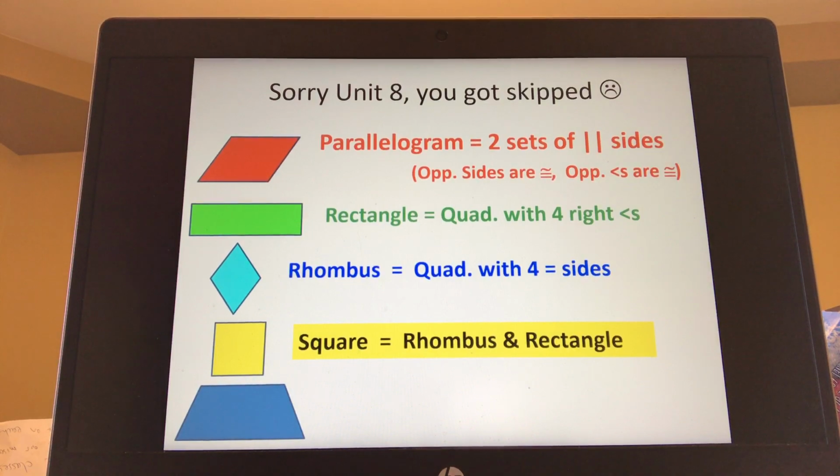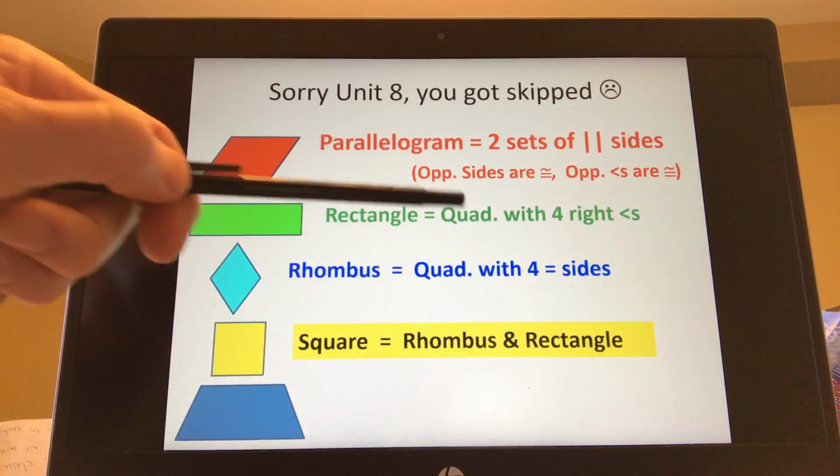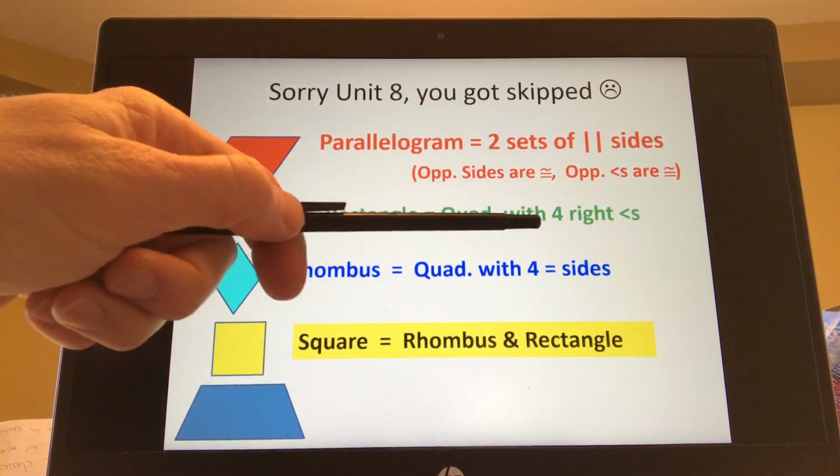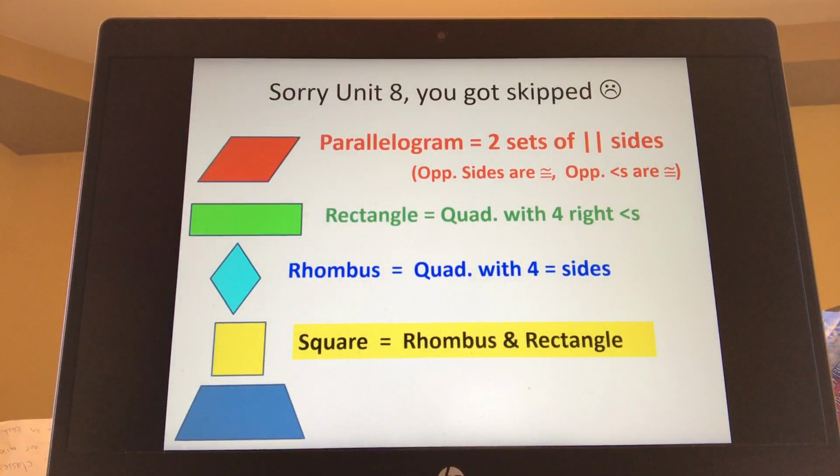So a square, if you were to write the definition of a square, it would have both of these qualities: 4 right angles and 4 congruent sides. So something can be a rhombus but not be square. Something can be a rectangle but not be square. But if it's a square, it's all of these figures above.